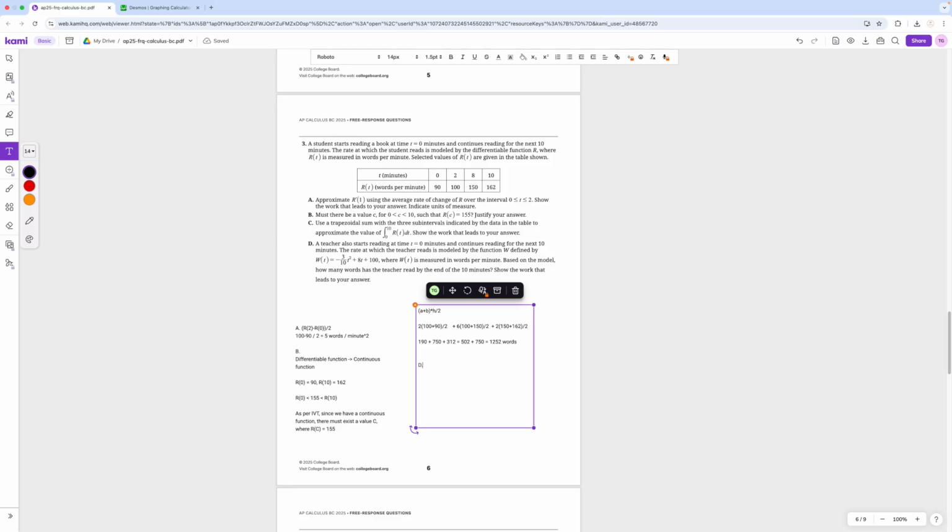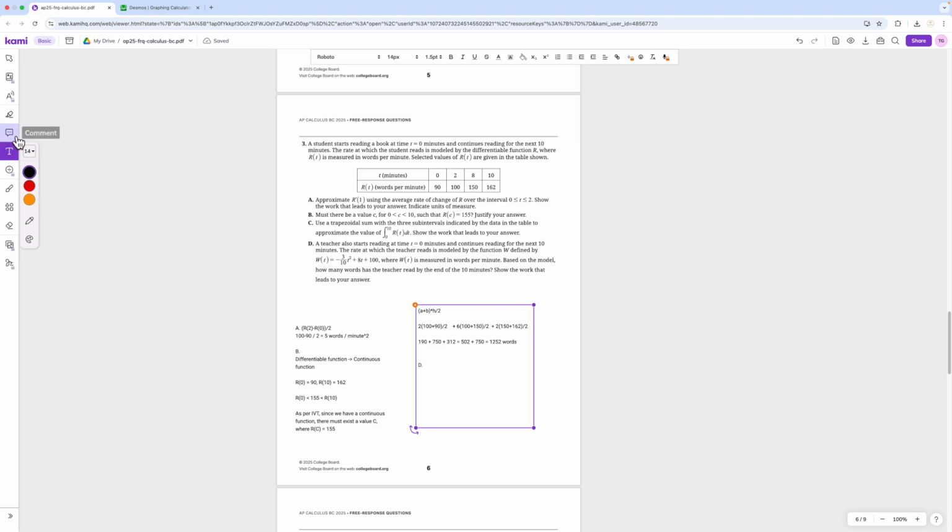A teacher also starts reading at time t equals 0 minutes and continues reading for the next 10 minutes. The rate at which the teacher reads is modeled by a function w defined by this. And based on this model, how many words has the teacher read by the end of the 10 minutes? Show the work that leads to your answer.